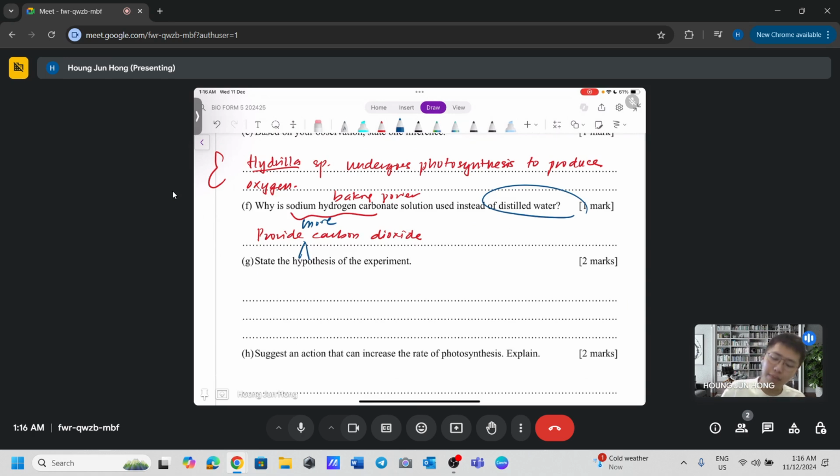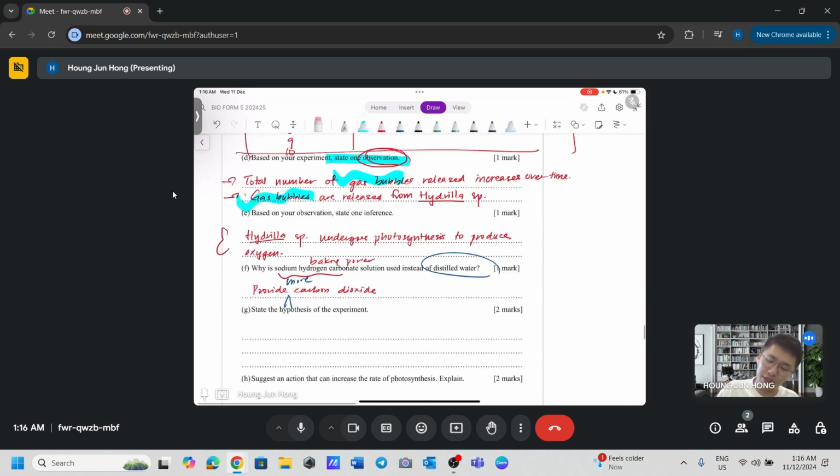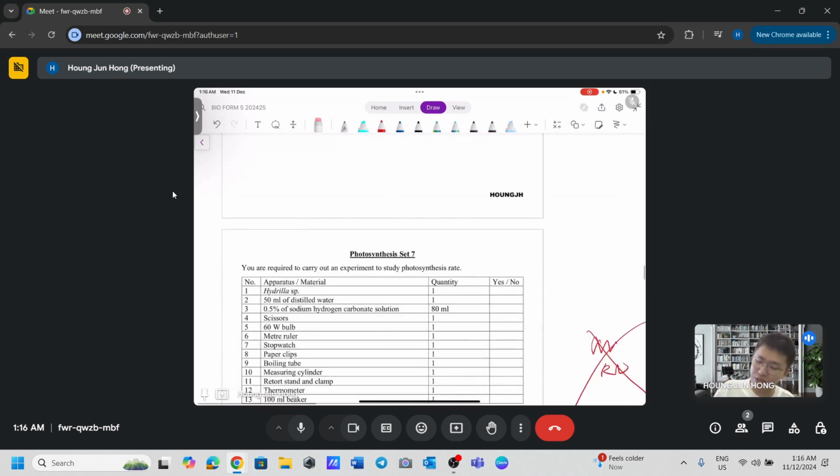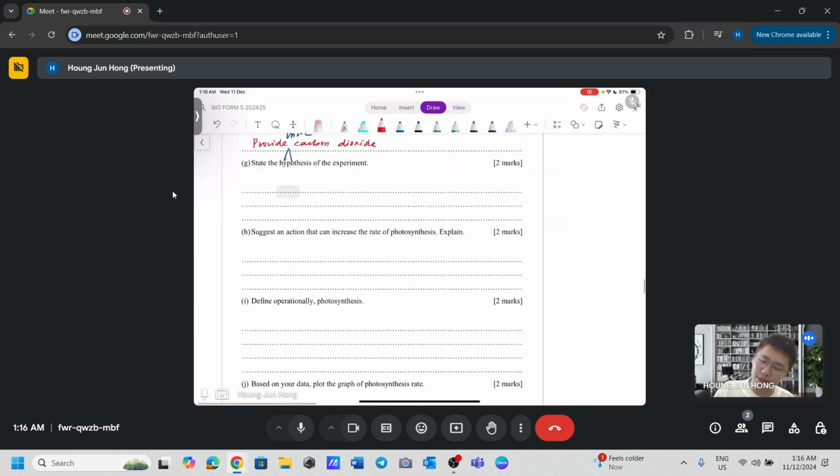Okay, next, the hypothesis. Essentially the hypothesis of this experiment, because again, there is MVRV. So what can you say over here? First of all, definitely you have to talk about photosynthesis, right? As you can see over here, you are studying the rate of photosynthesis. So first of all, you can put something like this.